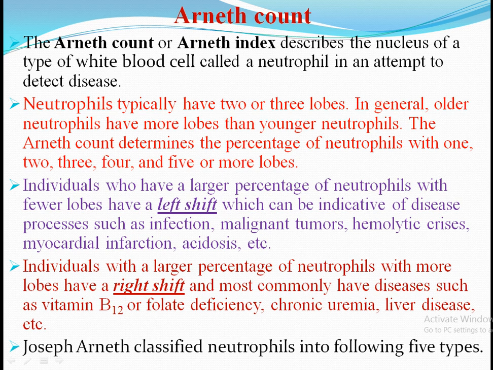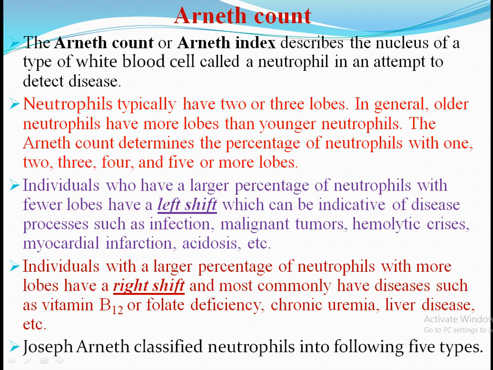Individuals who have a larger percentage of neutrophils with fewer lobes have a left shift, which can be indicative of disease processes such as infection, malignant tumors, hemolytic crisis, myocardial infarction, acidosis, etc. Don't worry about left shift or right shift. I will tell you all the details of the Arneth count, what that is and what is actually its importance. So, in the following slides, I will tell you the details.